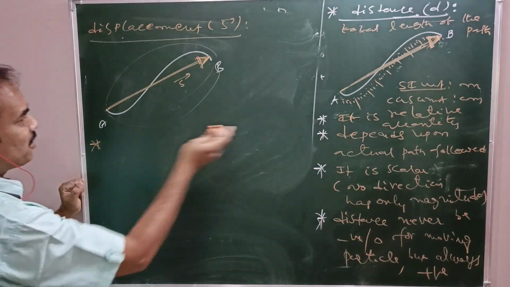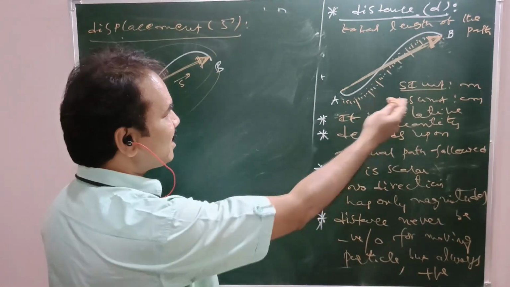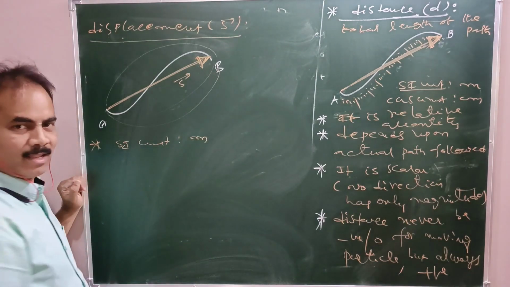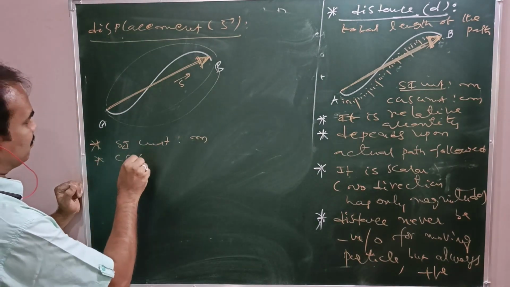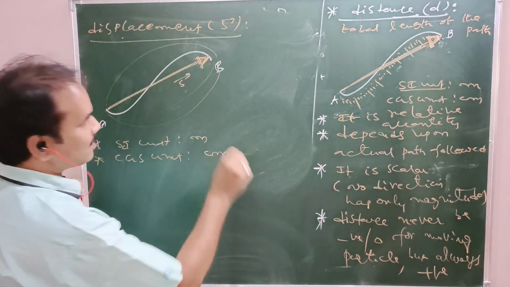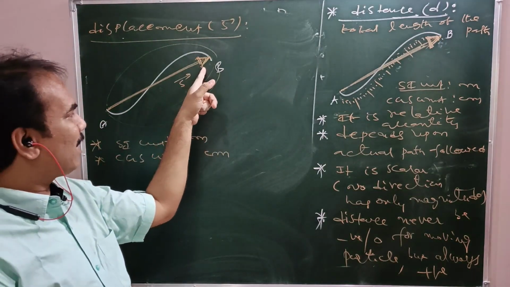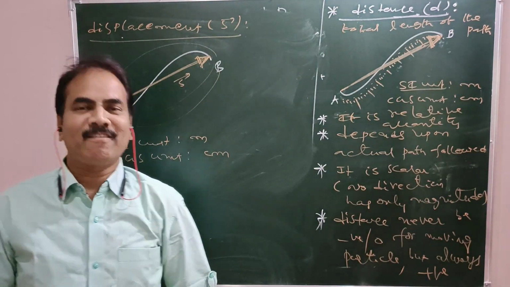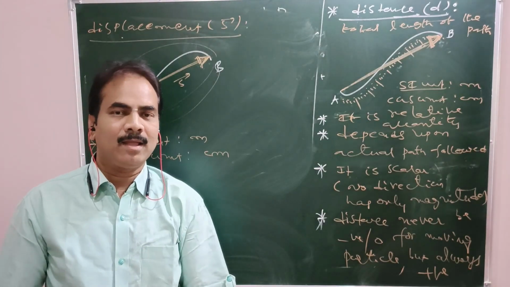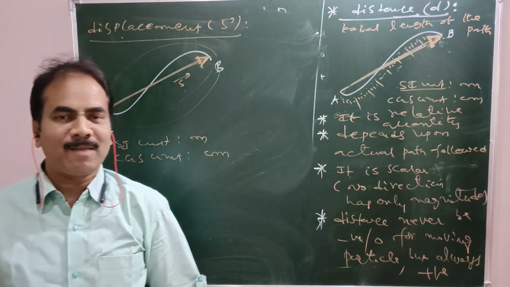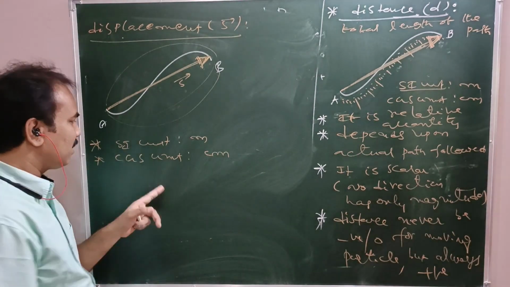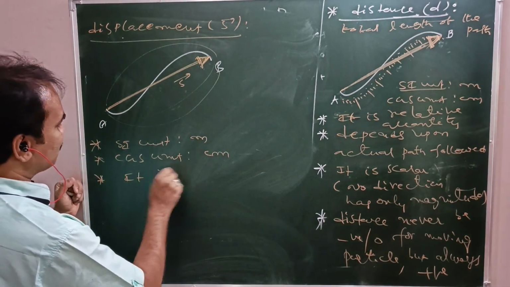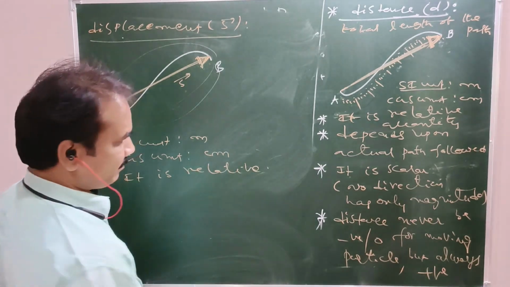See, SI unit is meter, CGS unit is centimeter. Here also, SI unit meter, symbol small m, CGS unit centimeter, small cm, right? Is it relative or absolute? This displacement also changes as per the frame of reference. With respect to one frame, it could have one value. With respect to another frame, it could have another value. That is the reason why it is not absolute. It is relative. It is a relative quantity.